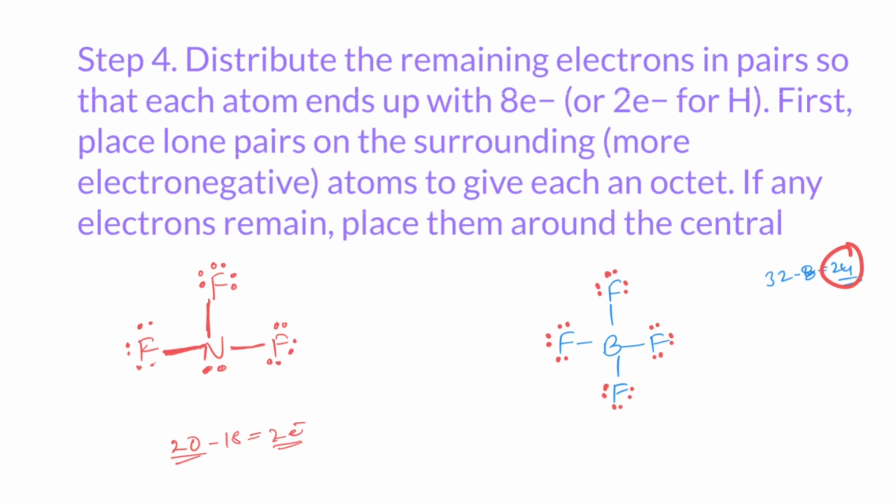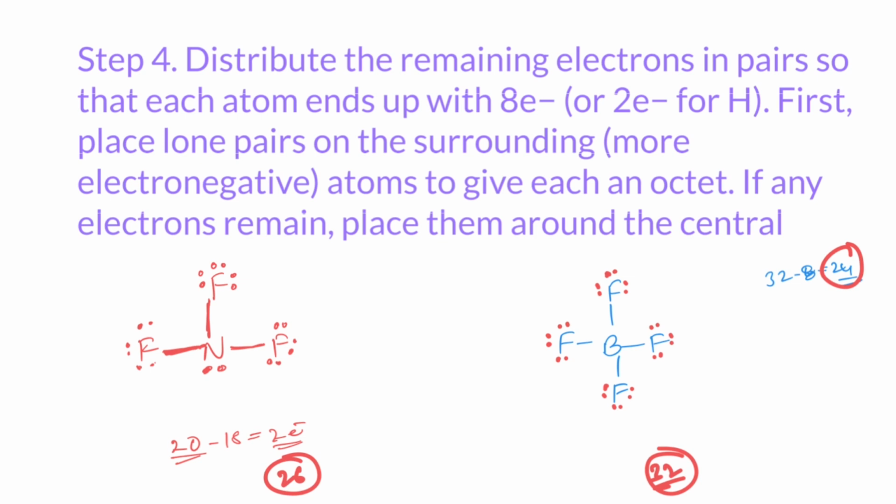So now a total of 24 are left. Among that, how many are utilized? 1, 2, 3, 4, 5, 6, 7, 8, 9, 10, 11, 12, 13, 14, 15, 16, 17, 18, 19, 20, 21, 22, 23, 24. 24 are utilized. So all are utilized here. So here a total of 32 electrons are utilized. Completely utilized here. Therefore, each atom is getting an octet.